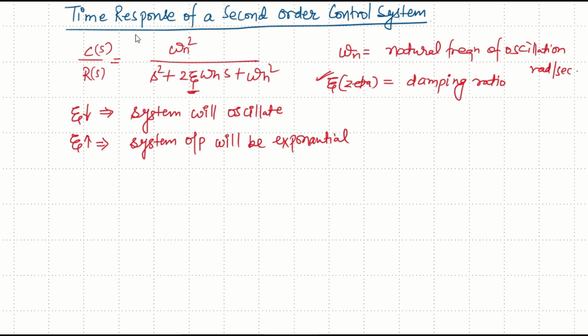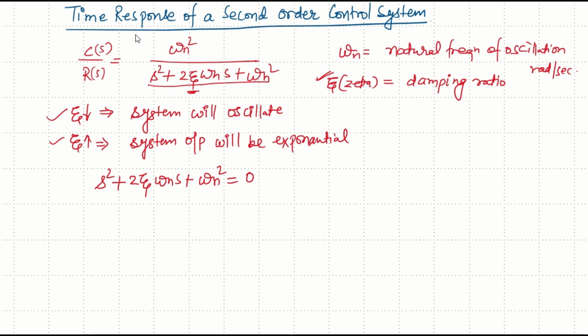Now, since the output depends on zeta, let us take different cases in which we will discuss the nature of the response for different values of zeta. Before going into this, let us calculate the roots of the characteristic equation of the second order system. The characteristic equation is s square plus 2 zeta omega n s plus omega n square equals 0.